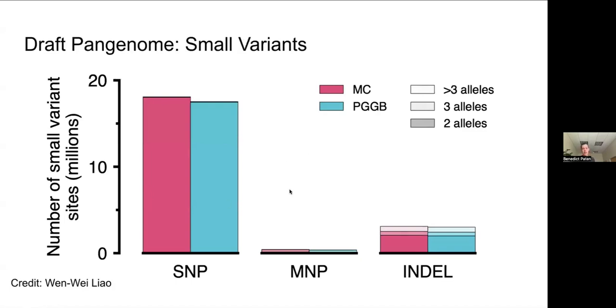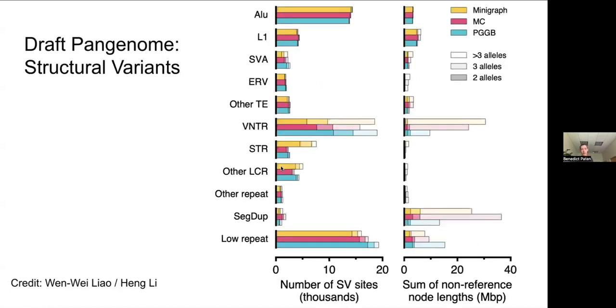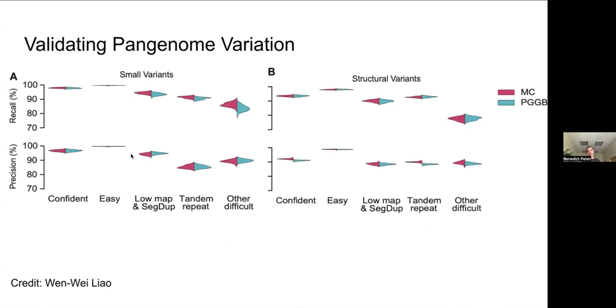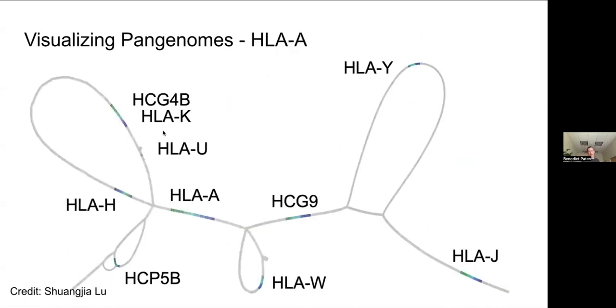I'll skip through this just to say that the graphs contain, as you would expect, millions of variants, tens of thousands of structural variants of all types. We did a lot of work to validate the variation that we see in the graphs, and the upshot is that the graphs are at least as consistent with known structural variants as any structural variant caller is with known libraries of structural variants.